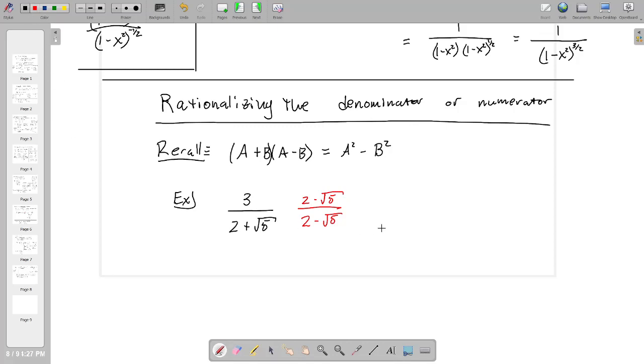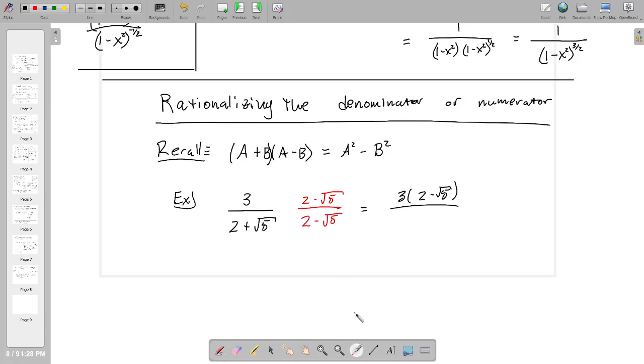So we end up with something like this. Now notice on bottom, a plus b, a minus b. So if we had 2 as our a and square root of 5 was our b, when we multiply these, on top we would end up with 3 times 2 minus square root of 5. We do not need to distribute the 3 if we don't want to.